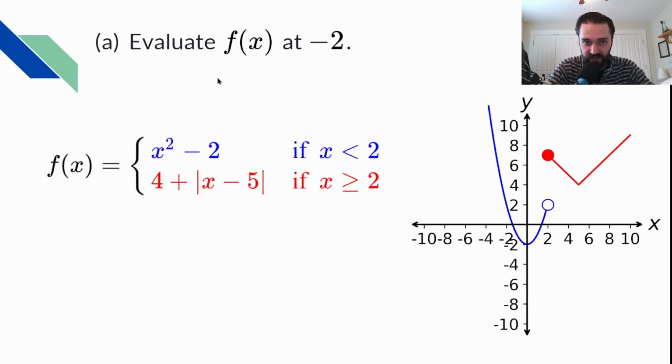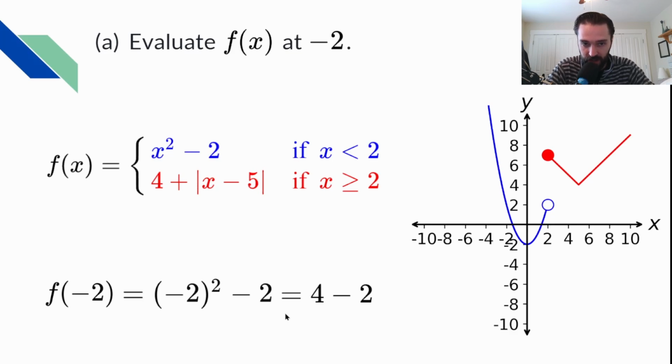Here we're asked to evaluate f at -2. We're given the piecewise function, and we're given a picture of the function, so that'll help. We're going to plug in the value x equals -2 and see what we get out. What's the output of f? -2 is less than 2, so we need to take a look at this blue formula. We're going to use the blue formula to evaluate f. So we have the input squared minus 2. We take our input -2 and square it and subtract 2.